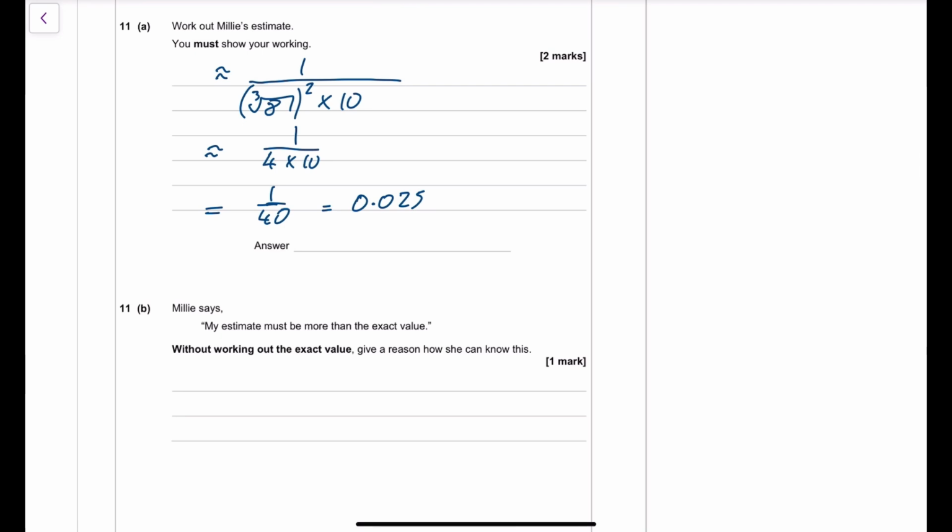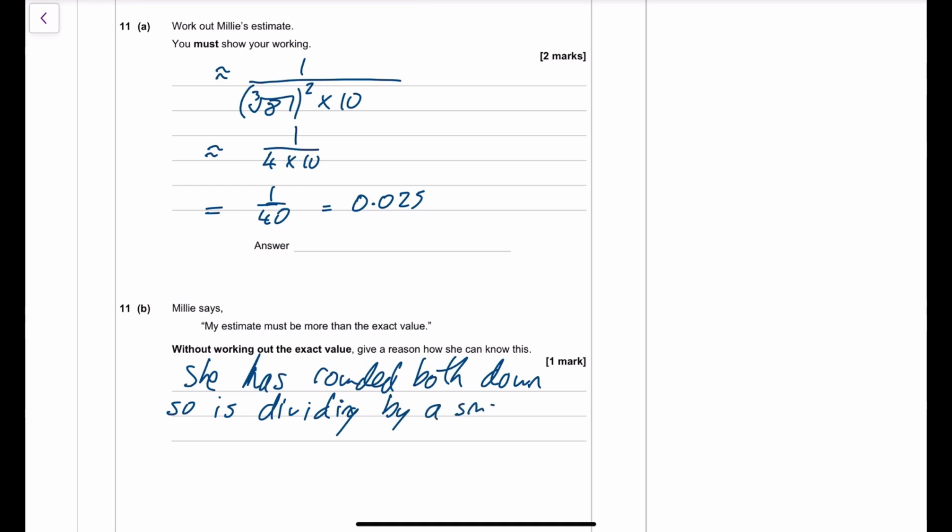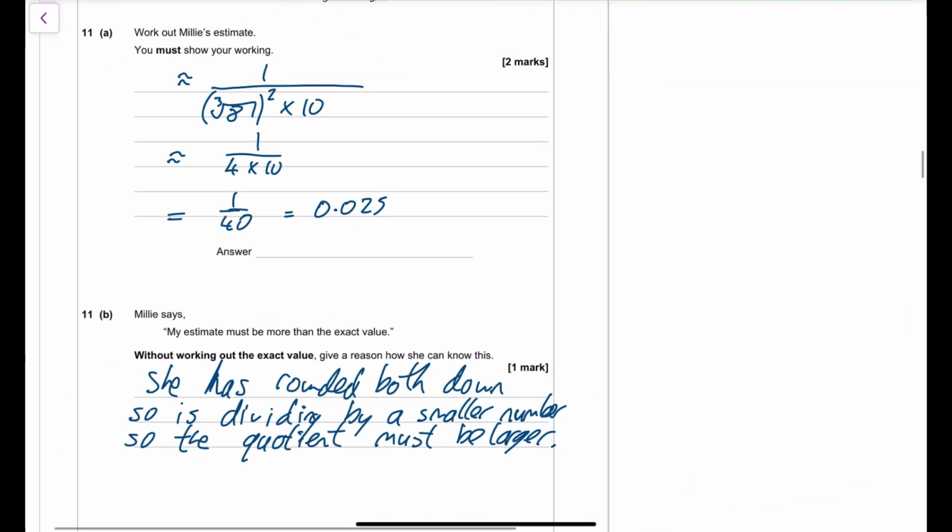So she has rounded hers down, so it is dividing by a smaller number. So the mathematical word is the quotient. That's the thing that you're dividing, must be larger. Okay, right. Let me just explain that.